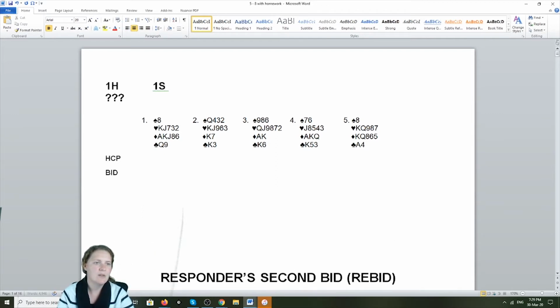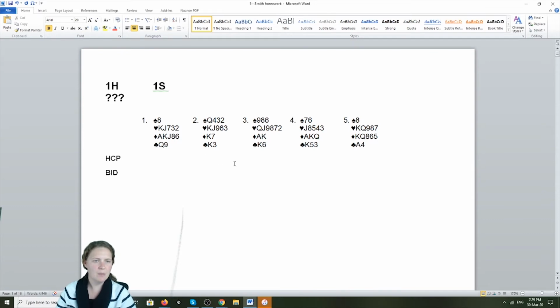Okay, so we'll get rid of all of that and just come back up here to this. So let's have a look at our first example. If we count up the high card points that we have, we've got 14, I think it is. And what are we going to bid?